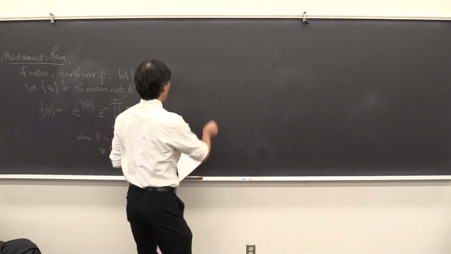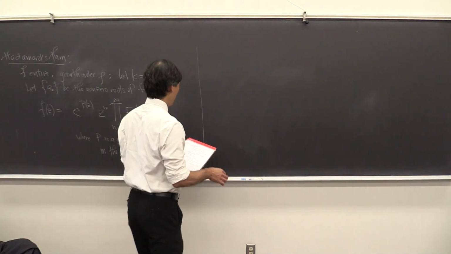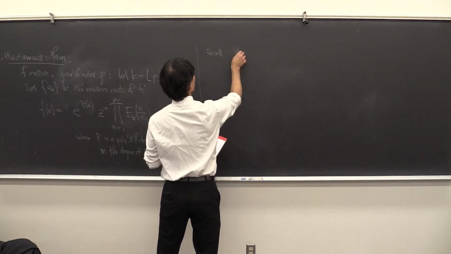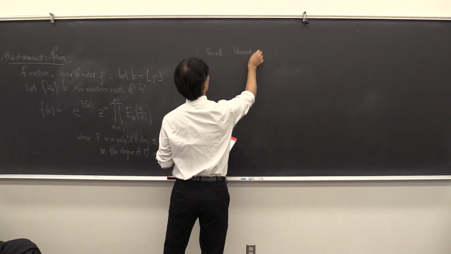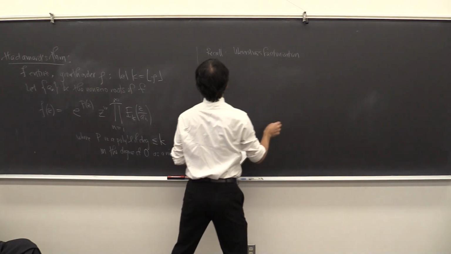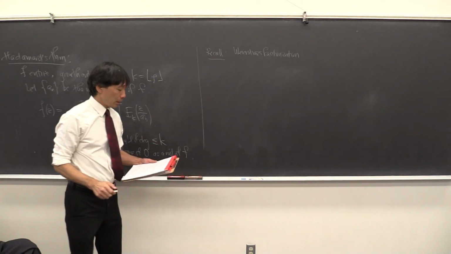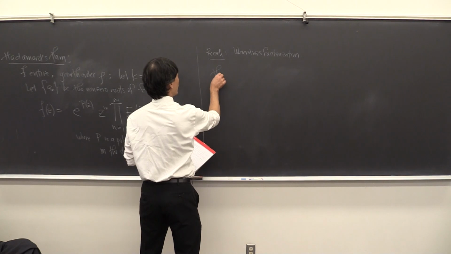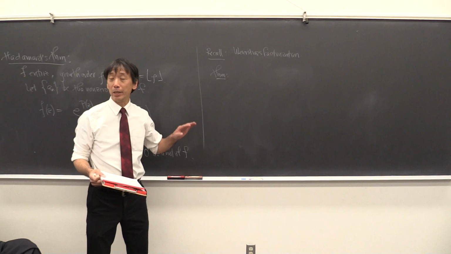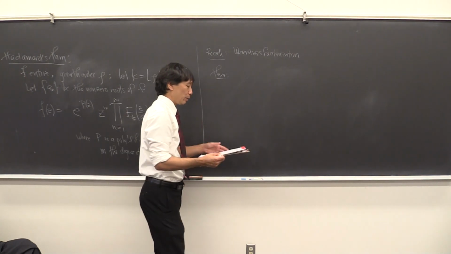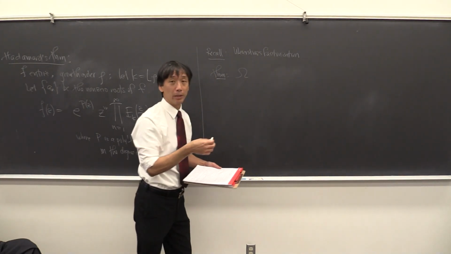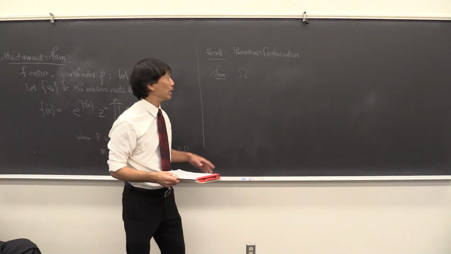Okay, so I'm going to remind us of how we proved Weierstrass factorization. If you look at the proof, you'll see that we actually used the following result. So I'm going to codify what we did in the proof of Weierstrass.